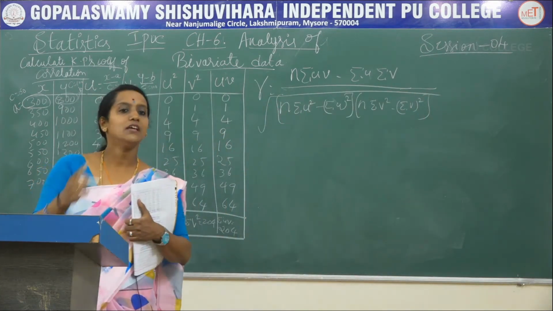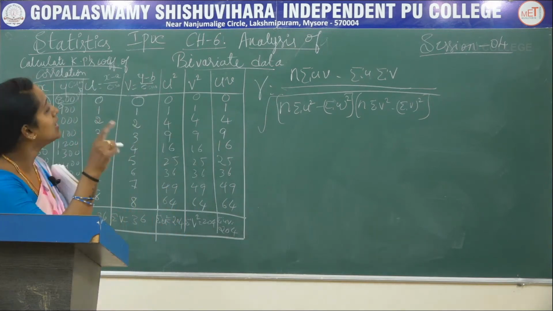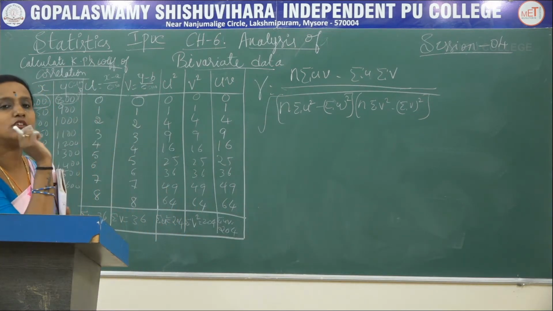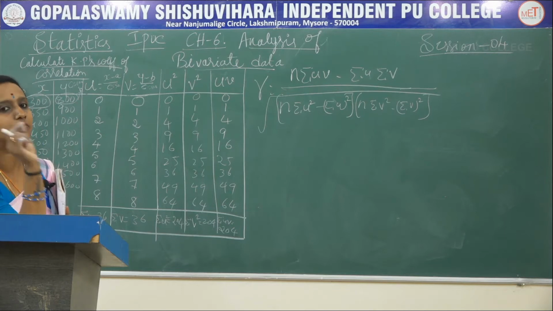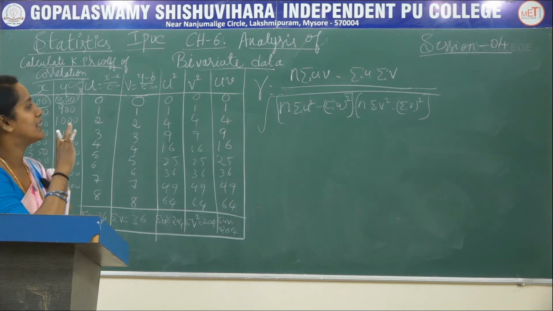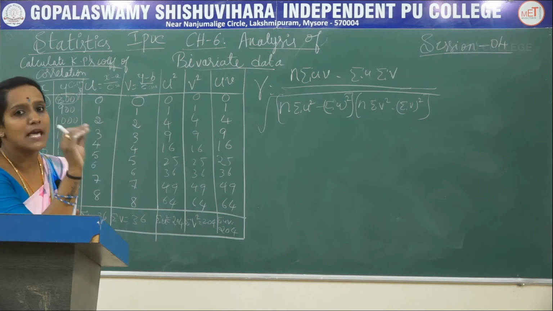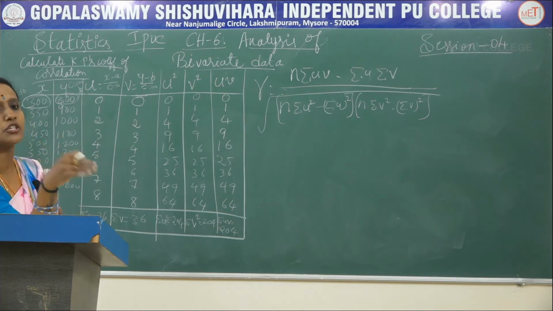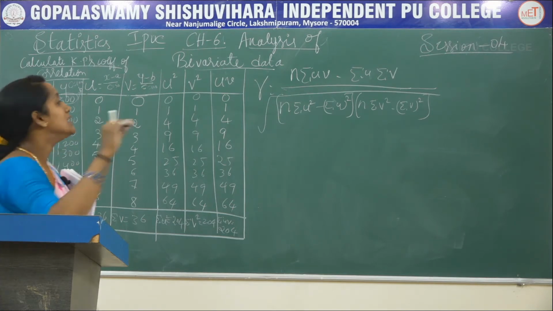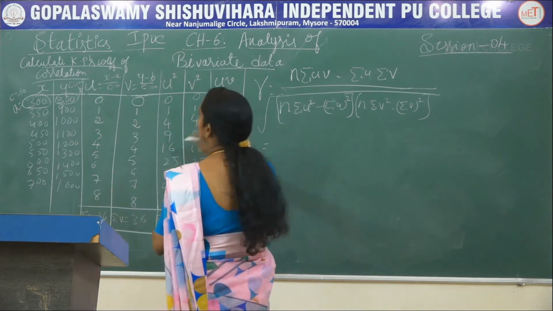Instead of x and y, here in the formula we have taken u and v. You only have to replace x and y with u and v, and writing the formula will be in the same procedure, and substitution, calculation, everything will be the same. Here n is equal to 8.